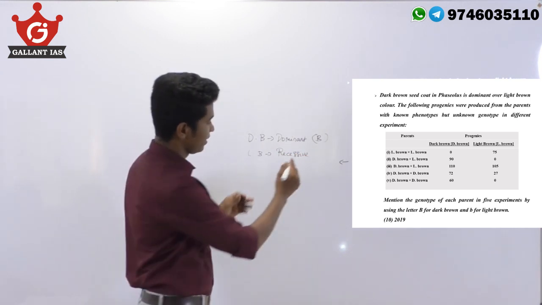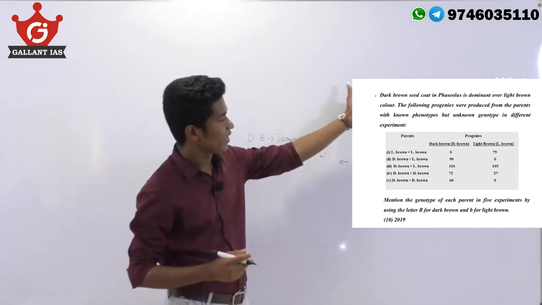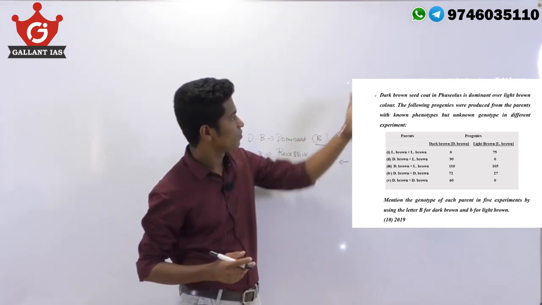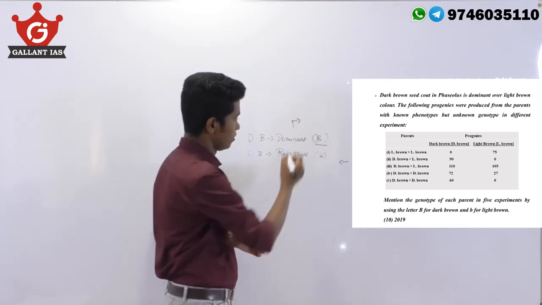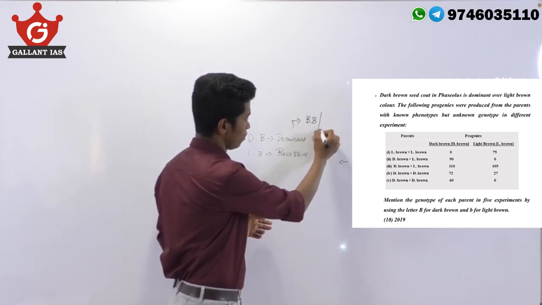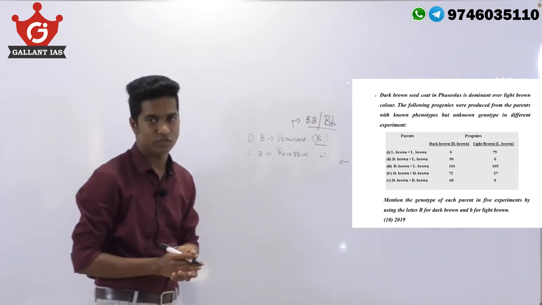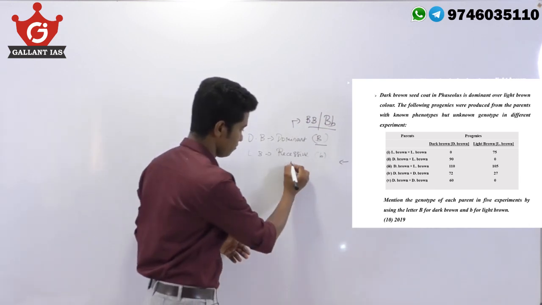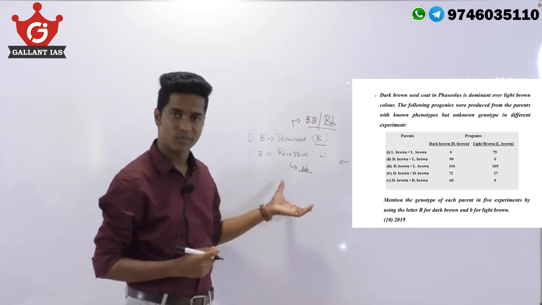Recessive, and the letter which denotes the recessive trait is small. So here we are discussing only one trait, dark brown seed coat. The dominant form can either be in homozygous condition or in heterozygous condition, and the recessive form is only in homozygous condition, that is small b, small b.